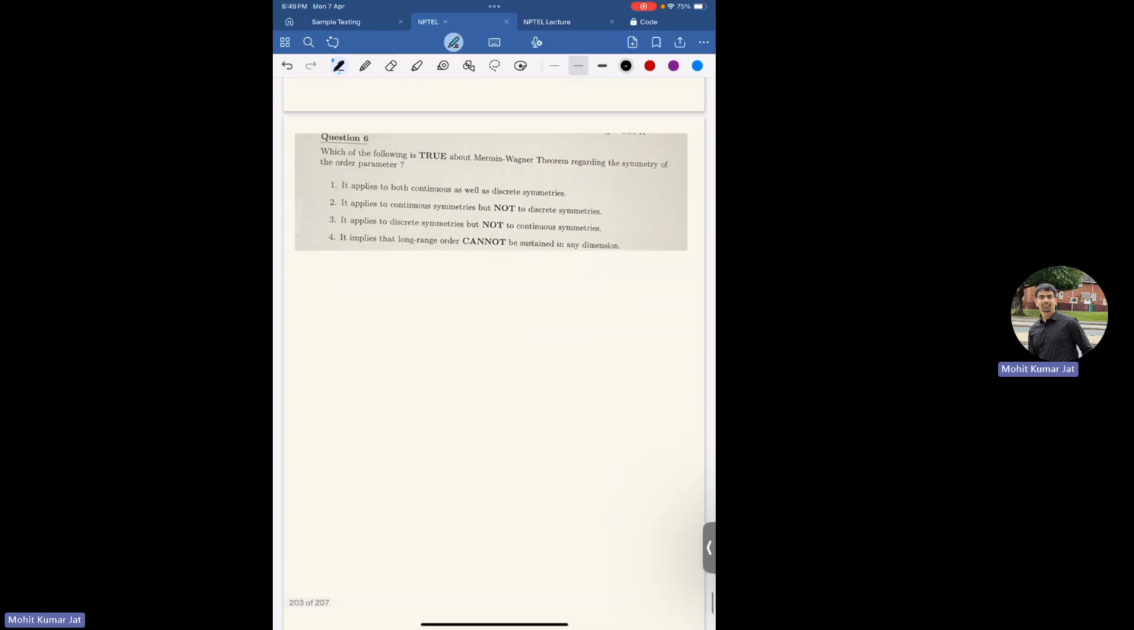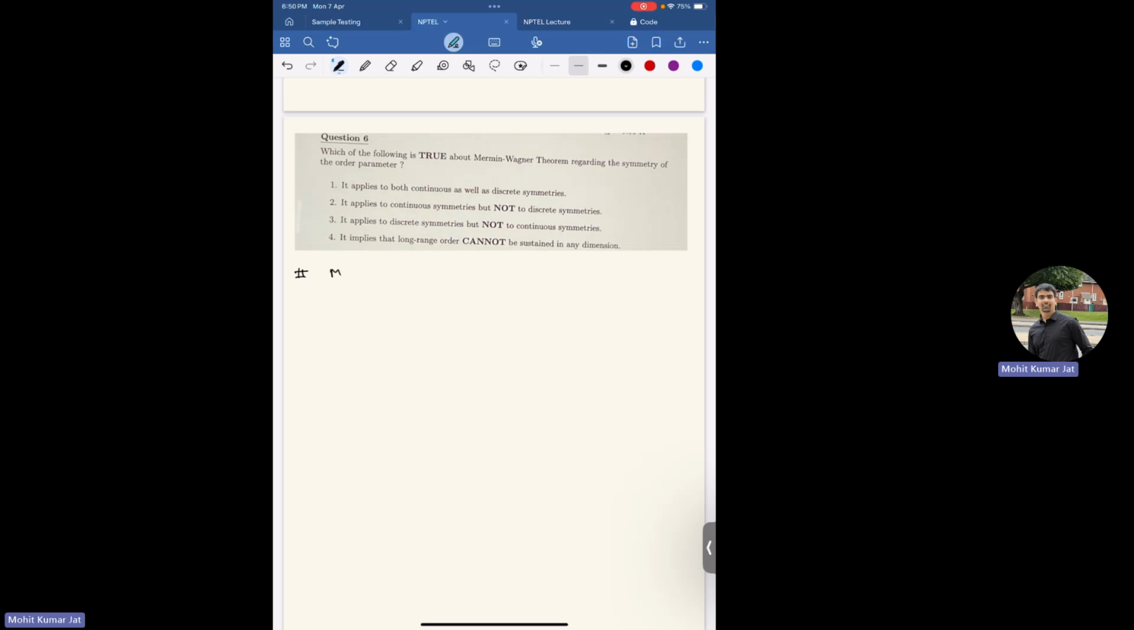Let's move on to the next problem, which is: which of the following is true about the Mermin-Wigner theorem regarding the symmetry of the order parameter? So we know that Mermin-Wigner theorem states that continuous symmetry cannot be spontaneously broken at finite temperature in systems with a sufficiently low dimension, that is dimension less than or equal to 2. This theorem applies for continuous symmetry, not for the discrete symmetries, and therefore it applies to only continuous symmetry, but not to discrete symmetry.